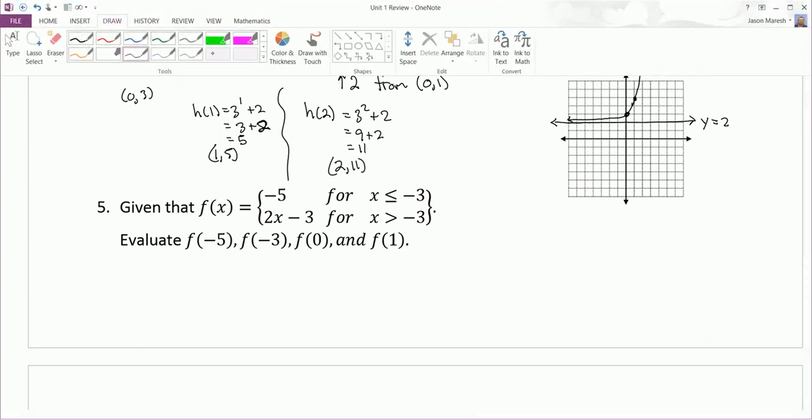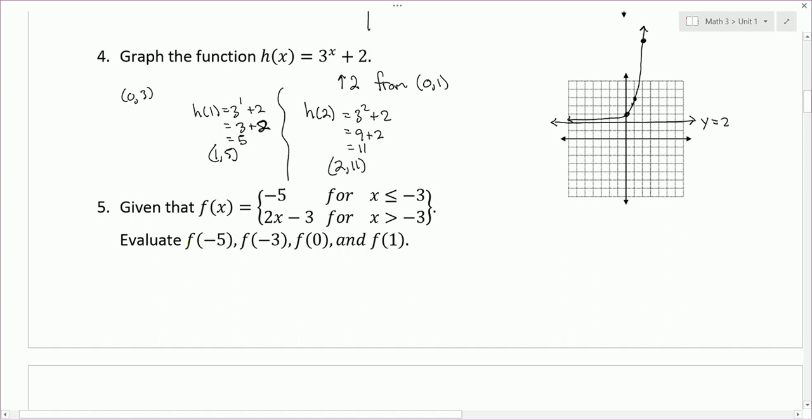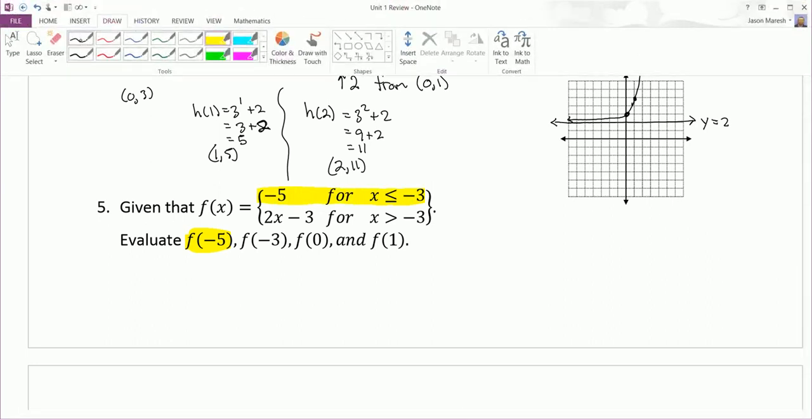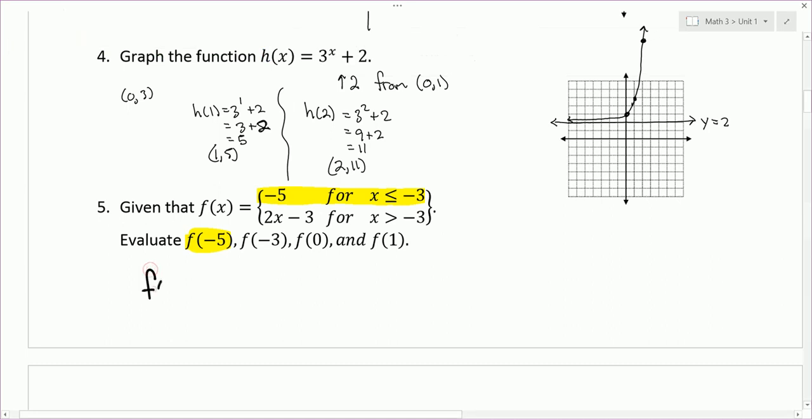So our first one, f(-5). x is -5, and so how does that compare to -3? -5 is less than -3, and so we are going to be working with the top part only, and so we can write f(-5) equals, our answer is -5.